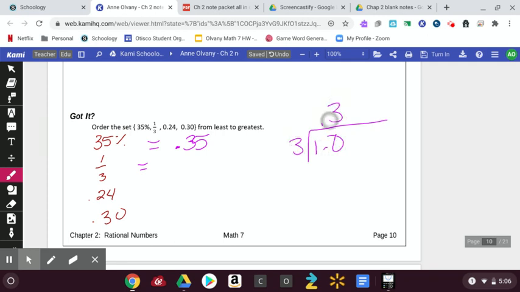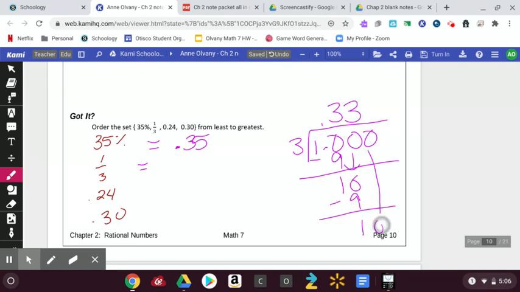3 times 3 is close to 10. I have something left over, so bring it down. 3 divides into 10 3 times with 1 left over. Oh boy, see what's happening? We have a repeating 3. So I'm going to write the 3 once, knowing that it will repeat 3s.